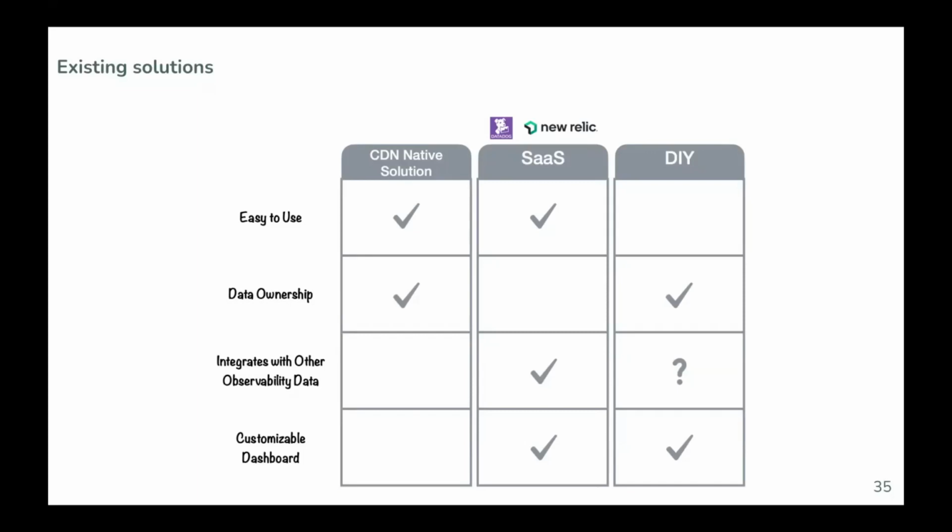Finally, they can choose to build a DIY solution. DIY solutions give teams full control over their data and can have robust features. However, they require substantial developer time and are not easy to use, as teams would need to build and maintain their own pipeline.